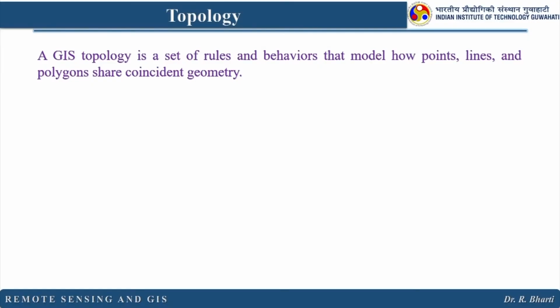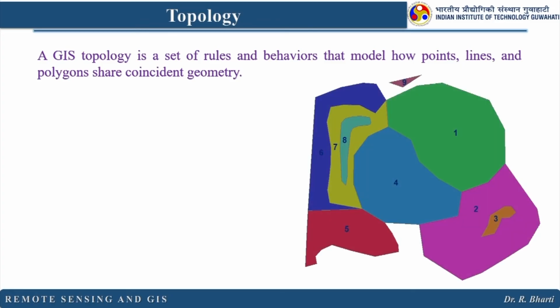environment. I have already discussed this topology in TIN, but now let us see what is the utility of this topology in vector data, because this topology is very important in all different types of vector data. So a GIS topology is a set of rules and behavior that model how points, lines and polygons share their geometry. So here the same map I have put here.